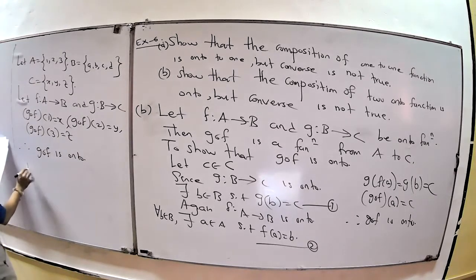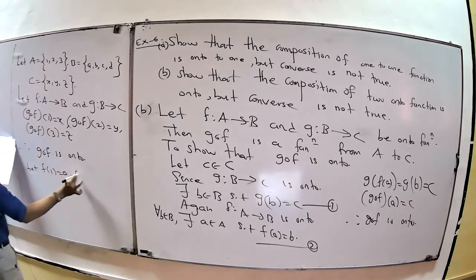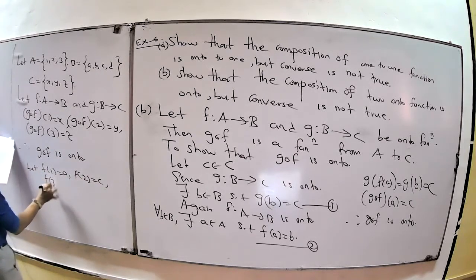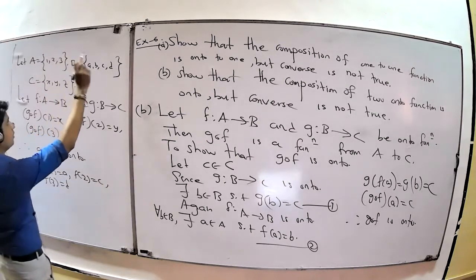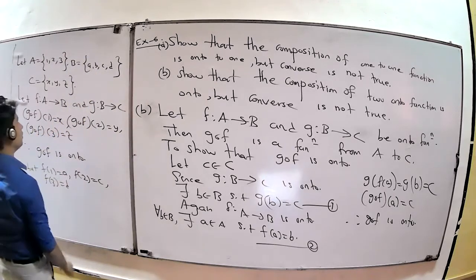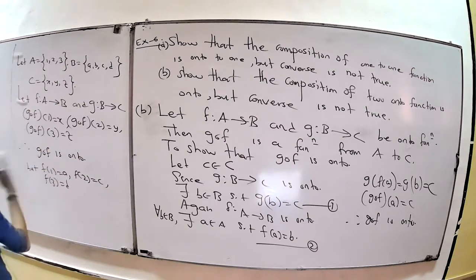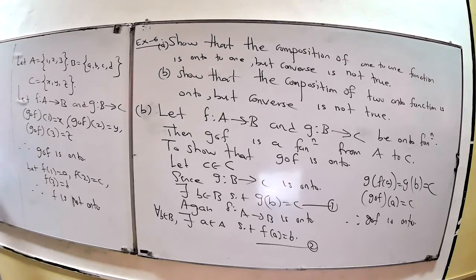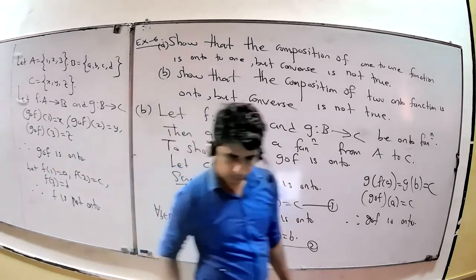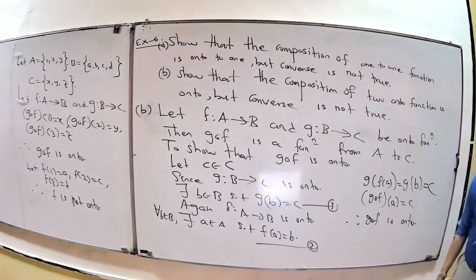But f of 1 is a, f of 2 is c, f of 3 is d. Therefore, one of the elements remains. There is no assignment, no pre-image for b. Therefore, f is not onto. Okay, f is not onto. There is no pre-image. This is the counterexample for that part.